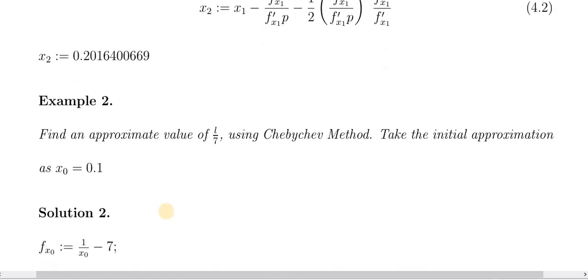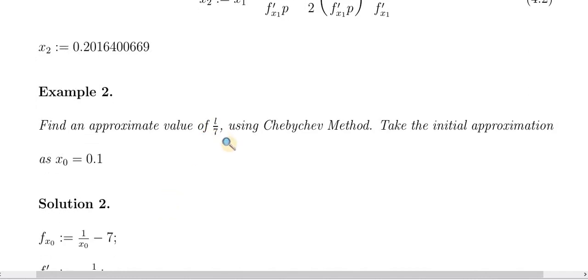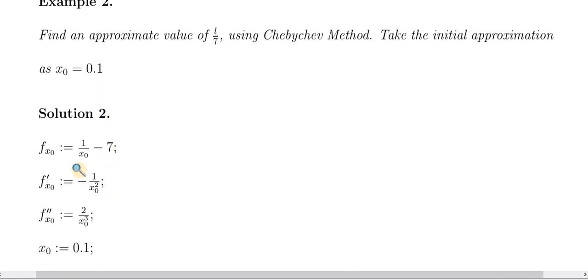In example 2, we are expected to find the approximate value of 1 over 7. Using the Chebyshev method, again we take the initial approximation as s naught equals 0.1. We express this approximate value of 1 over 7 in this form. Let s be equal to 1 over 7. What is the value of s that when you subtract 1 over 7 from it will give you 0?